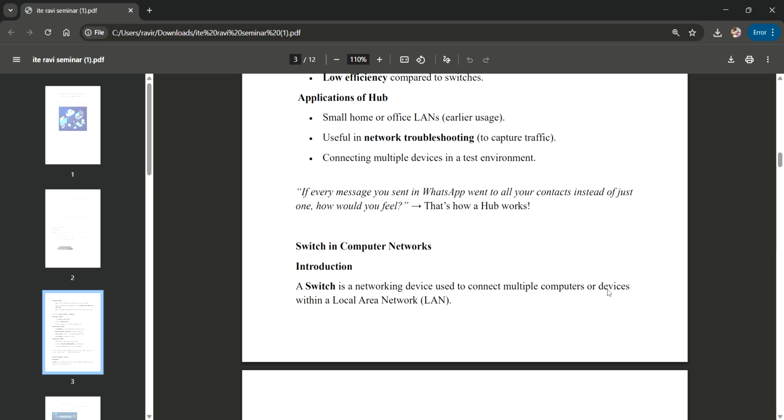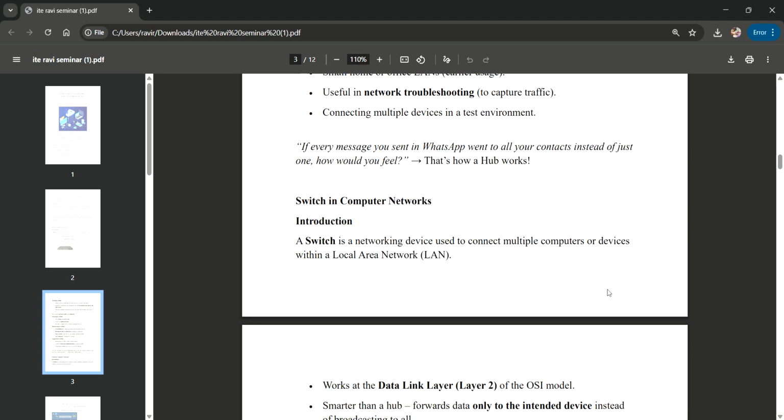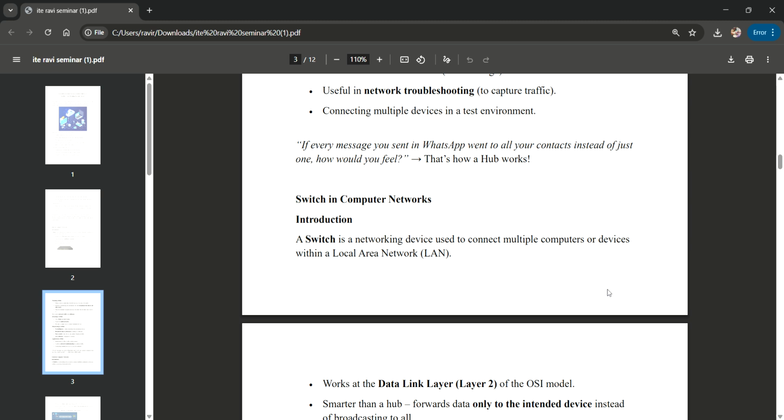So coming to the switch in computer networks, a switch is a networking device which is used to connect multiple computers or devices within a local area network. It is the same as that of the hub, but it transfers data to a specific node instead of broadcasting it to all the nodes connected in the network.